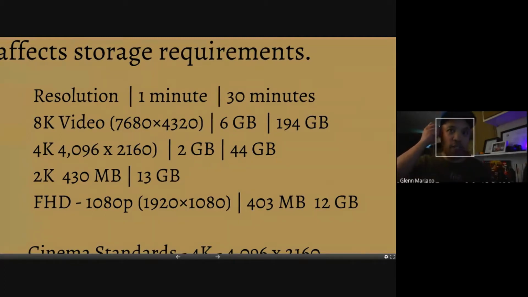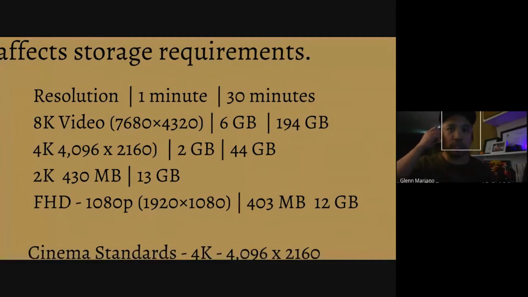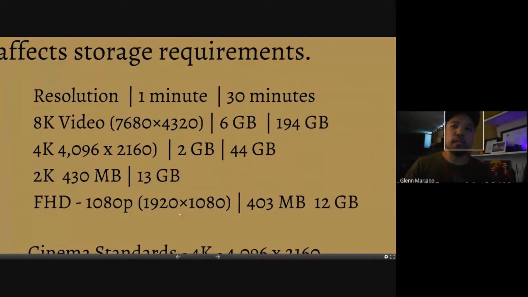And then you have your standard 2K, which is 1080. Technically it's supposed to be 2000 something, because you have full HD and then there's 2K. Full HD is better known as 1080p, which is 1920 by 1080 pixels. A typical minute will run about 400 megabytes, and half an hour of recording is 12 gigabytes.